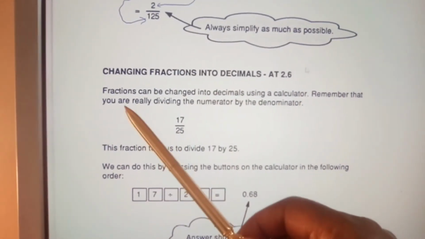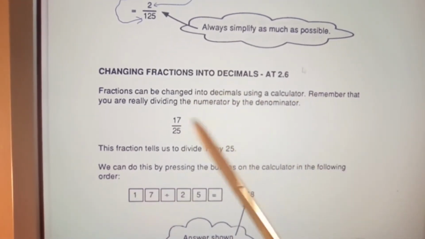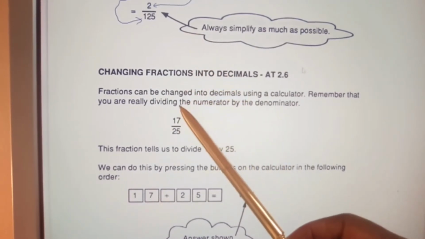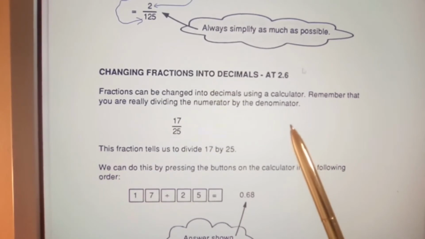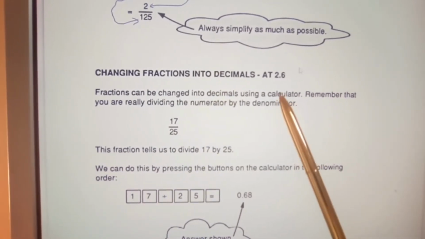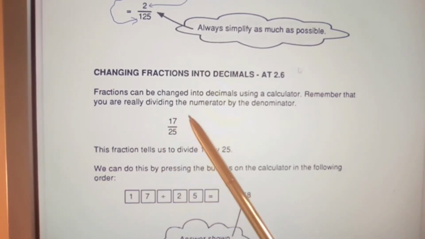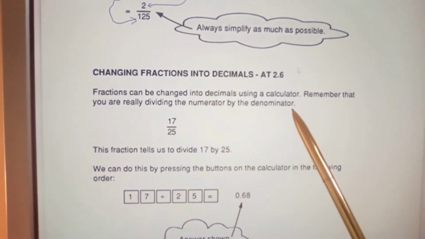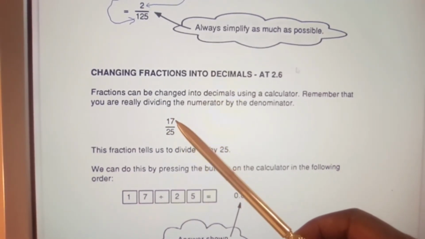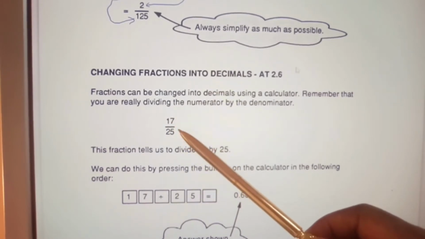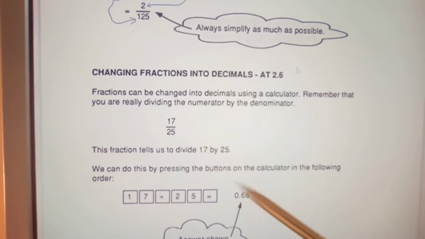Now here we have fractions can be changed into decimals using a calculator, but we're not going to use a calculator to do this. We're going to do it the long-winded and old-fashioned way of doing maths, okay? You remember that you are really dividing the numerator by the denominator. Numerator, denominator.